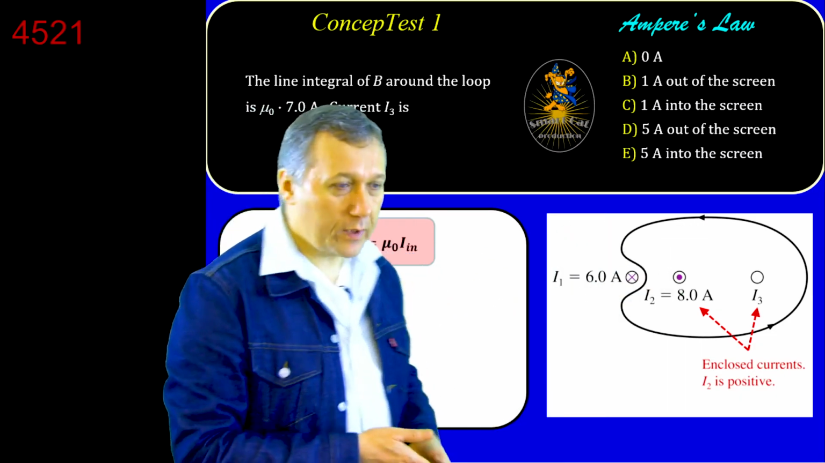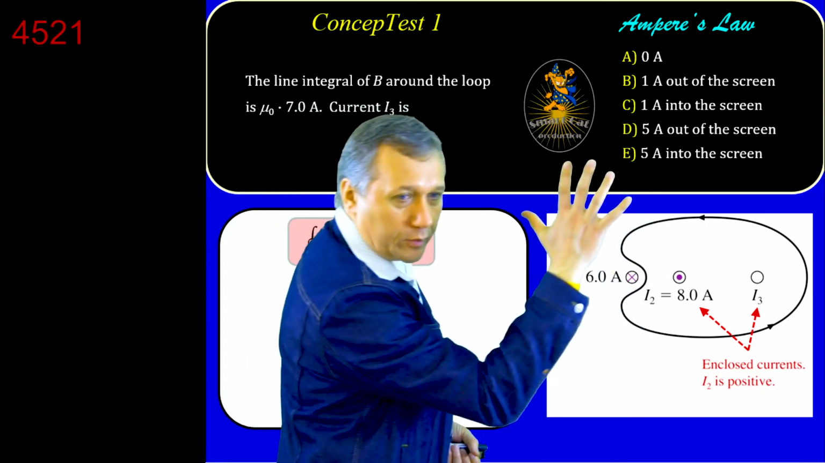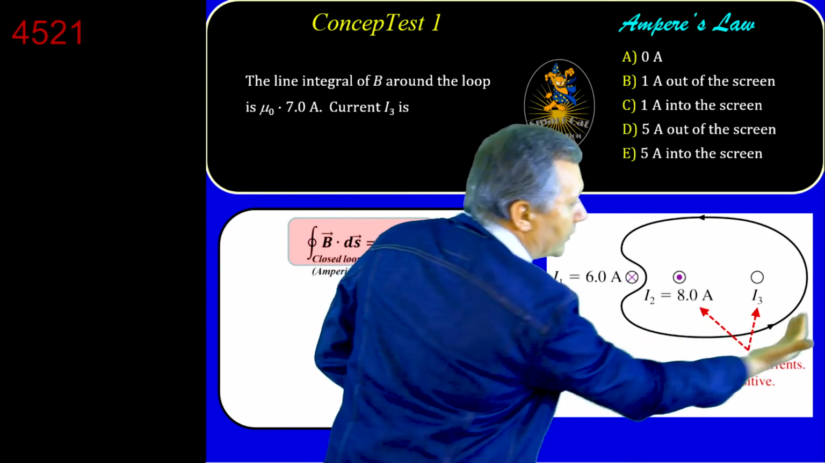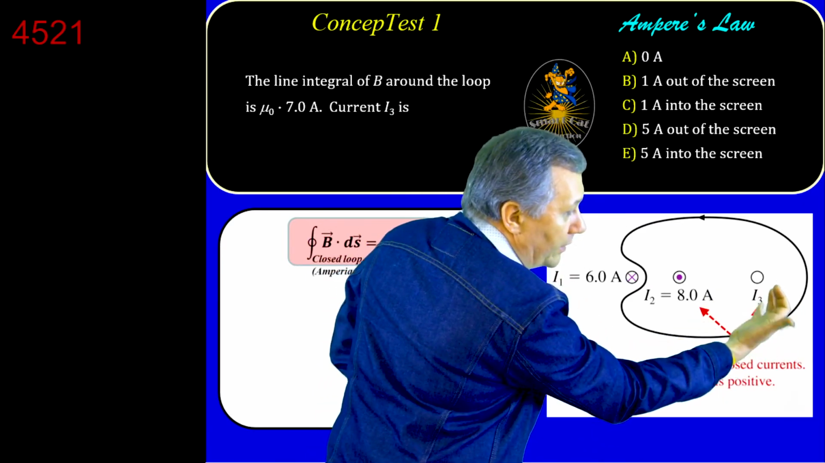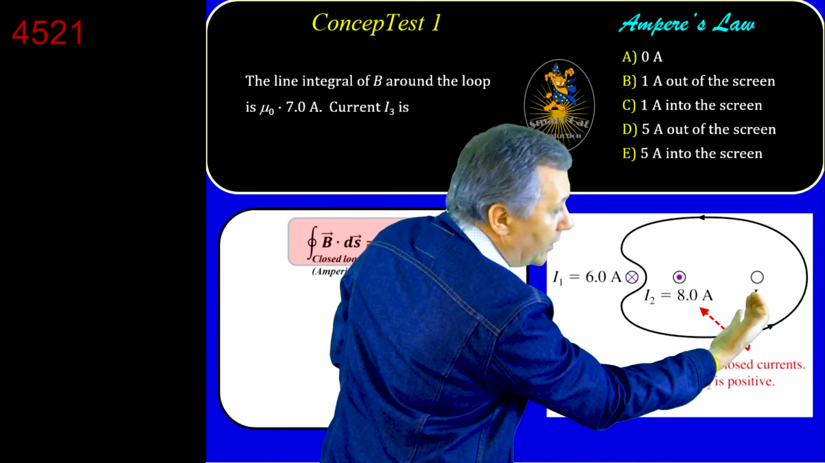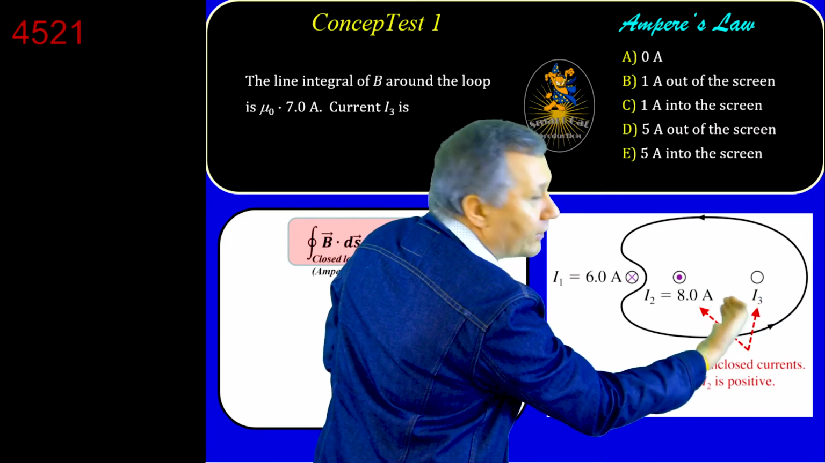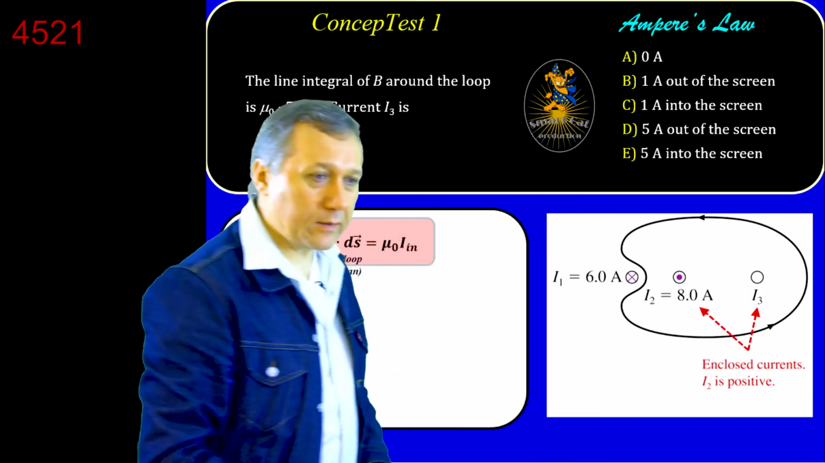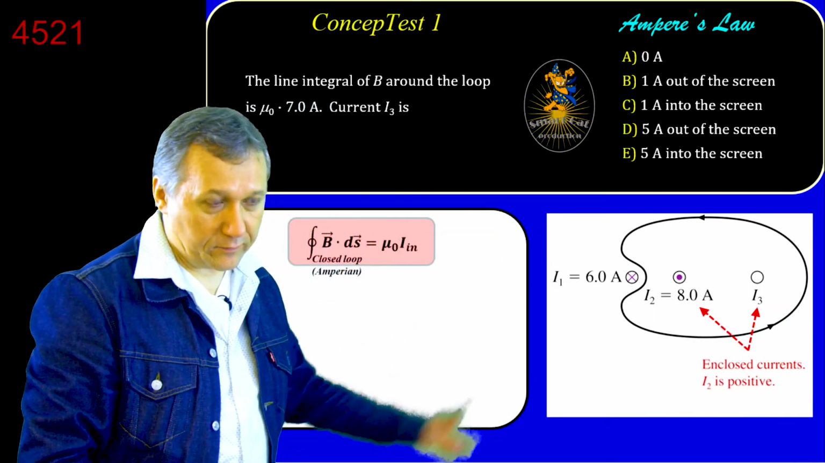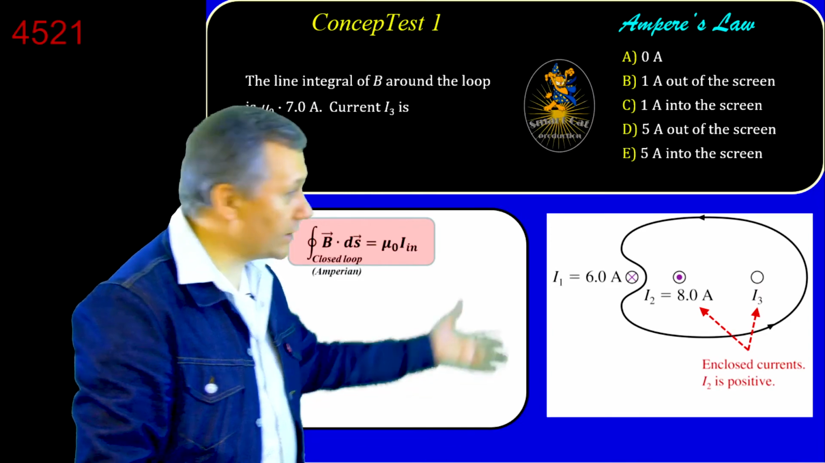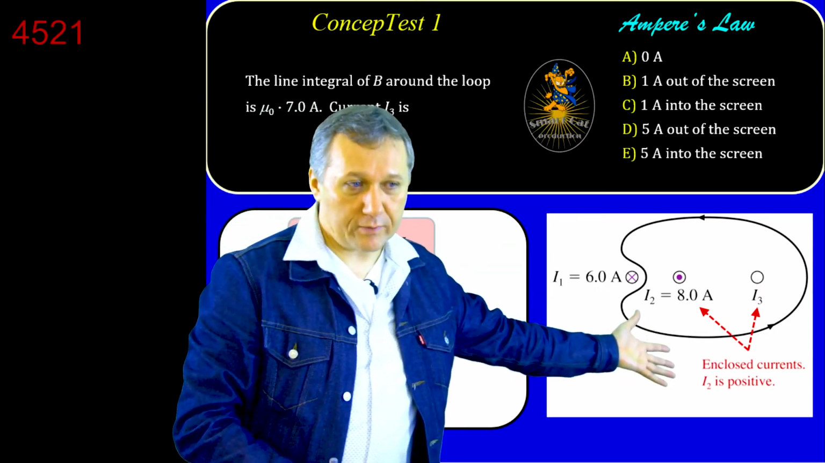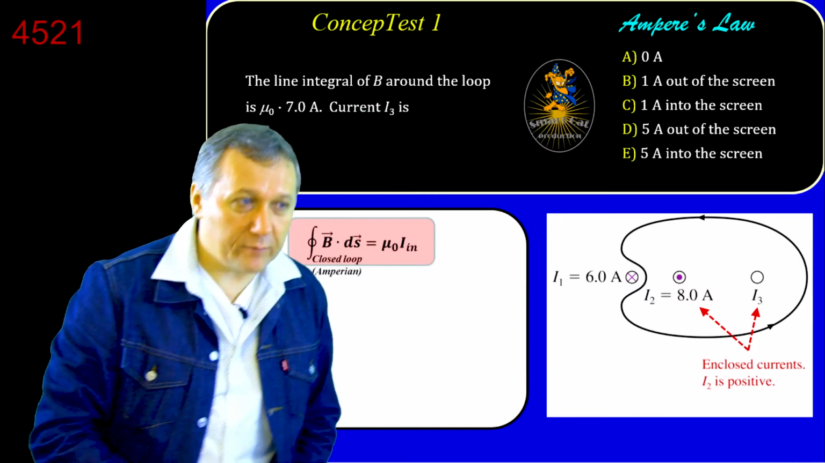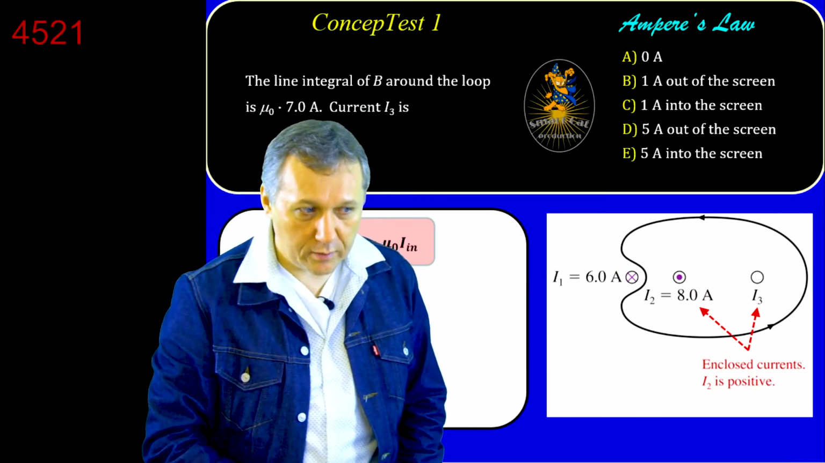Are they positive or negative? We have a direction of integration, so right-hand rule number 2: curl your fingers in the direction of the loop, and my outstretched thumb gives me the positive direction for a positive current. So current flowing out of the board is positive, and in this case I2 is a positive current. But we don't know anything about current I3, and we also don't know its direction.